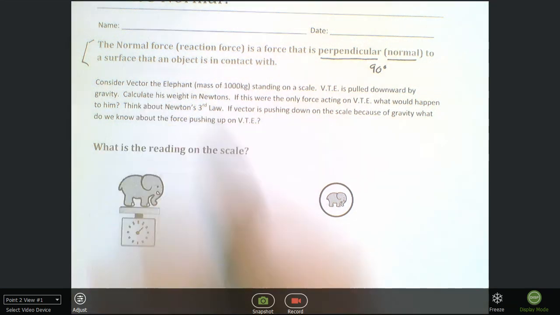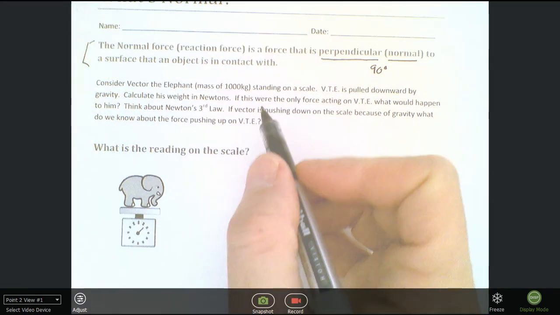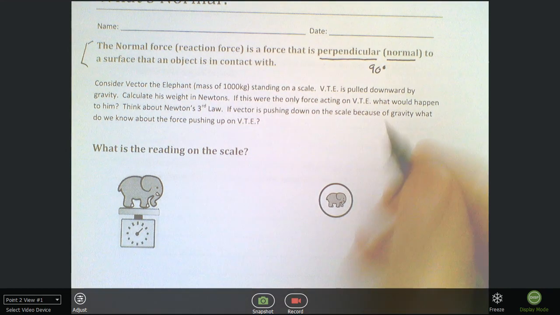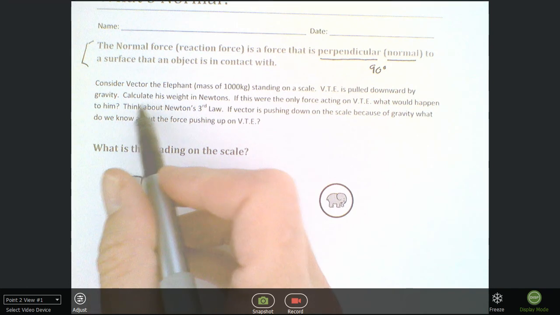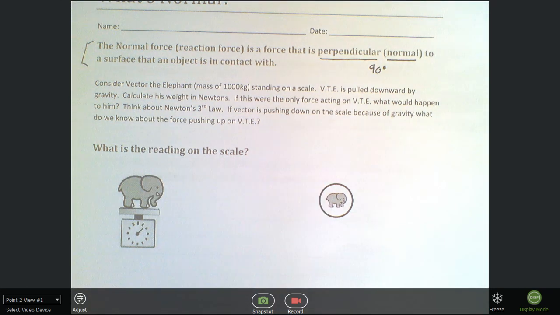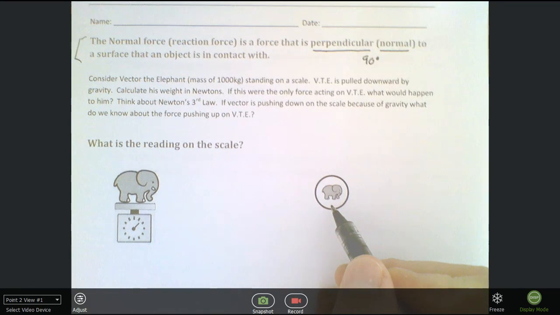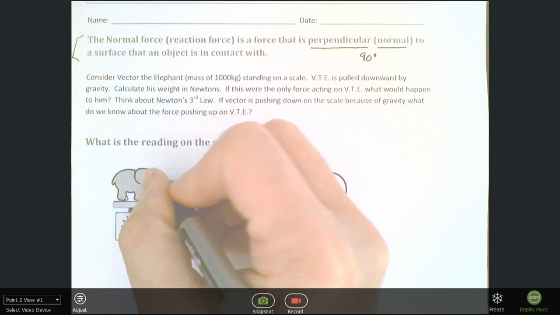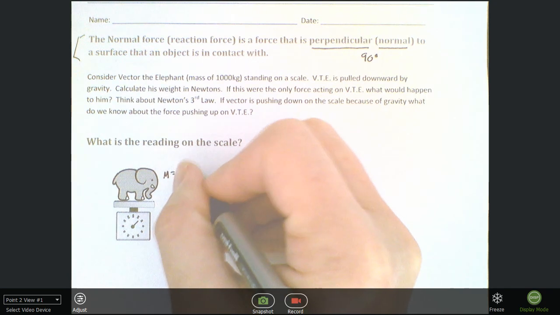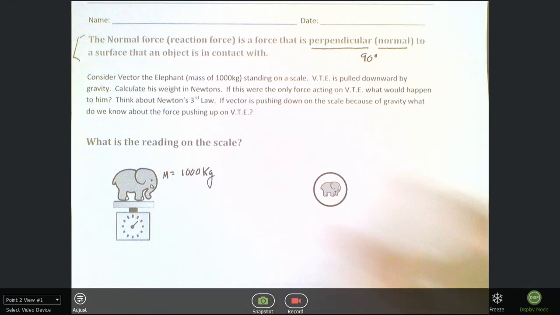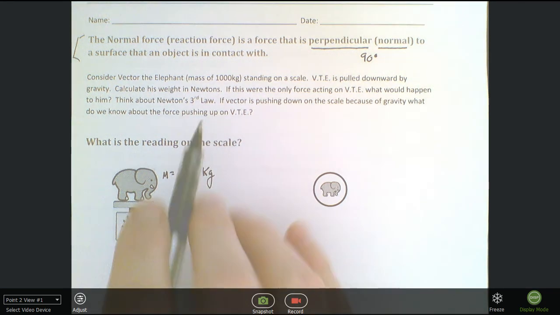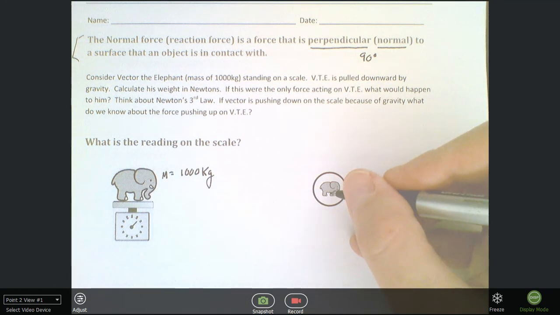So let's consider Vector the elephant. He has a mass of 1,000 kilograms. He's standing on a scale. He's being pulled downward by gravity. Calculate his weight in newtons. So here's Vector the elephant standing on this scale. We're going to draw his free body diagram over here. He has a mass of 1,000 kilograms. And we're going to take a look. So we draw this here.